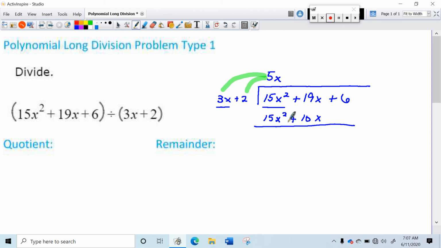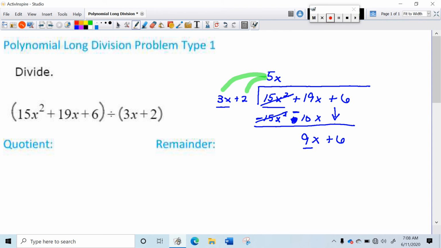Just like in normal division where you would subtract as the next step, you're going to subtract the polynomial, except when you subtract that, you have to change the signs of everything on the bottom. So 15x squared becomes a negative 15x squared, and a positive 10x becomes a negative 10x. And then you just do what it says. So 15x squared, take away 15x squared, that cancels out. For my x's, 19 take away 10 is 9. Now your next step in regular division will be to bring down your next number. So we're going to bring down the next term, plus 6.